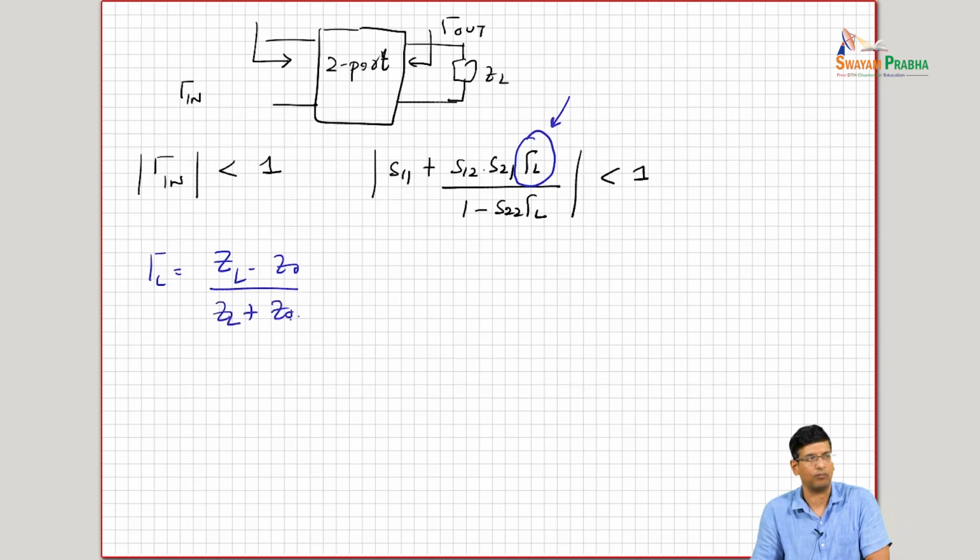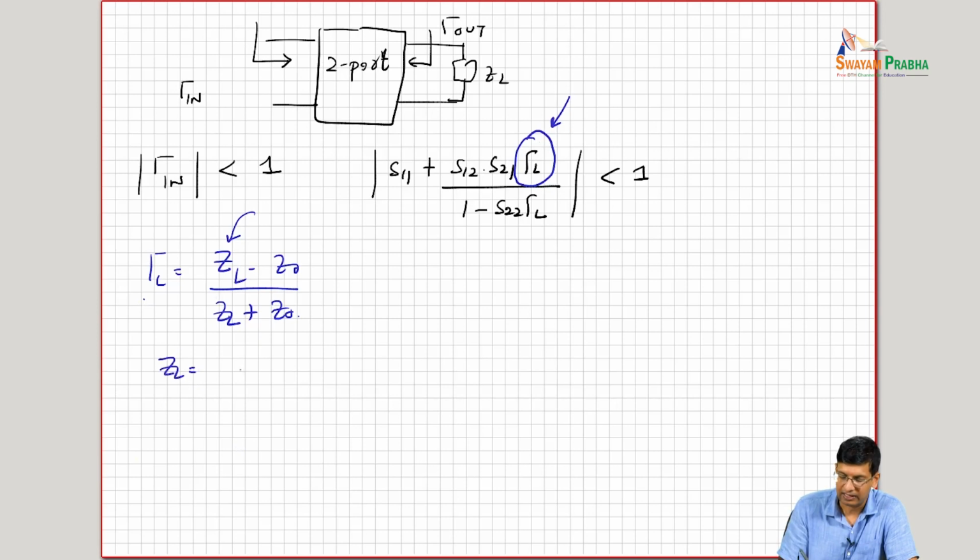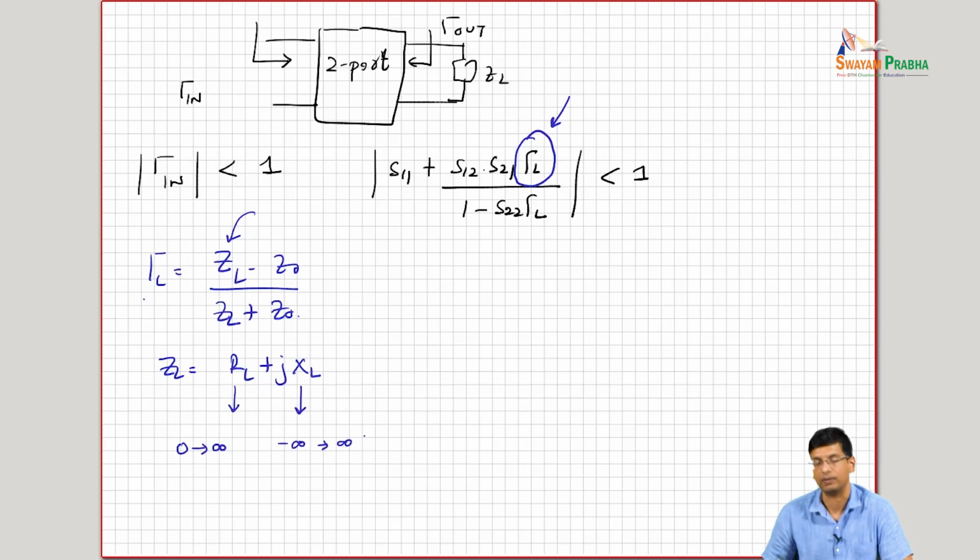It's basically ZL normalized to this. So as you keep changing ZL, gamma L is going to change. ZL you can think of as some RL plus jXL, right? And I am constraining that RL can go from 0 to infinity, XL can go from minus infinity to plus infinity, right? So this is the entire possibility of ZL. So no matter what ZL and no matter what gamma L, this condition is satisfied, right?